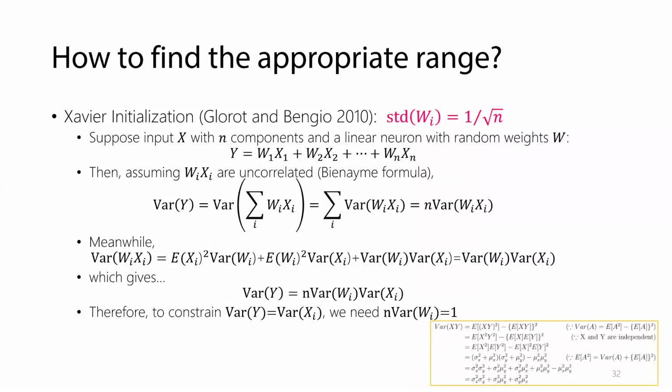Long story short, this is what you want to do. When you do randn and then initialize w, you want the standard deviation of that w to be 1 over square root of the input dimension.